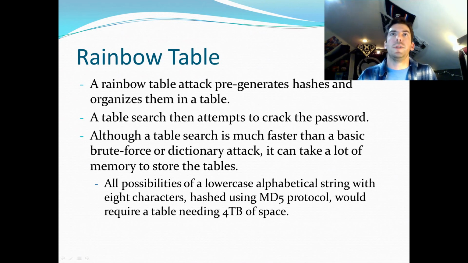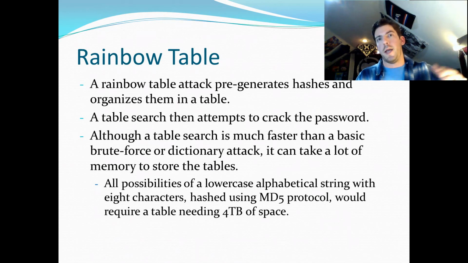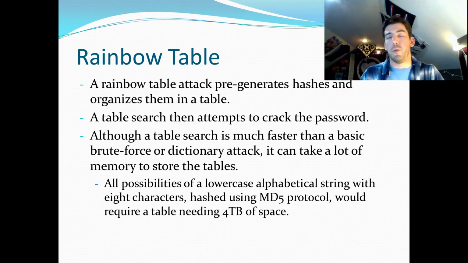So a rainbow table pre-generates a table of hashes, and then it just does a table search through that, and then compares all those different hashes that you pre-generated against the password's hash to try to find a match. It's a lot faster than both a basic brute force and a dictionary attack. The only thing is, it takes up a lot of memory.